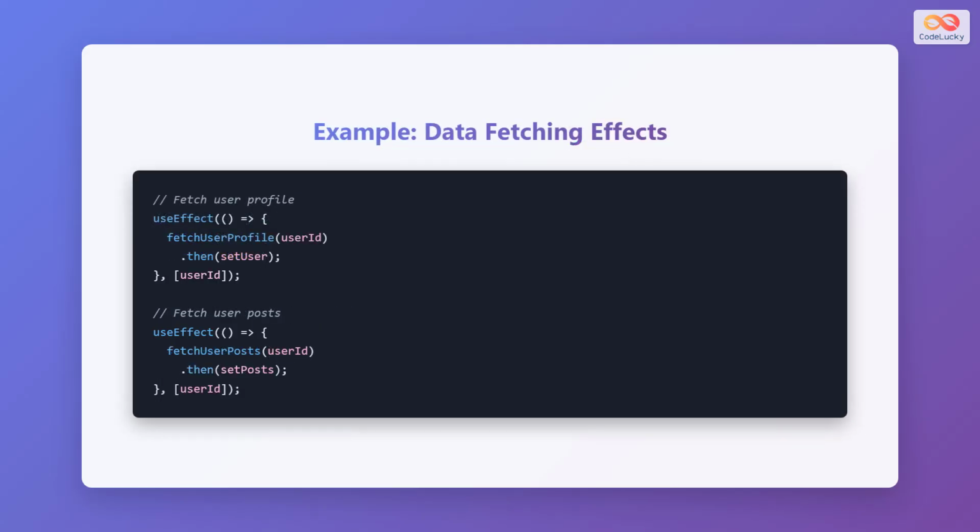Here's a practical example of data fetching using multiple useEffect hooks. The first useEffect is responsible for fetching the user profile. It calls the fetchUserProfile function with the user ID, and then sets the user data. This effect runs whenever the user ID changes. Similarly, the second useEffect fetches the user's posts using the fetchUserPosts function, and sets the posts data. Again, this effect runs only when the user ID changes. This separation makes it clear what each effect is doing and when it is triggered.